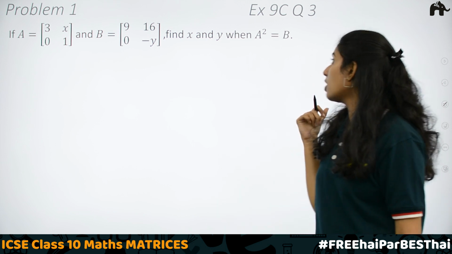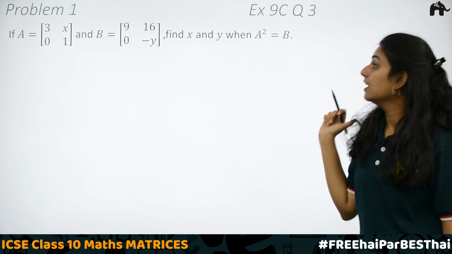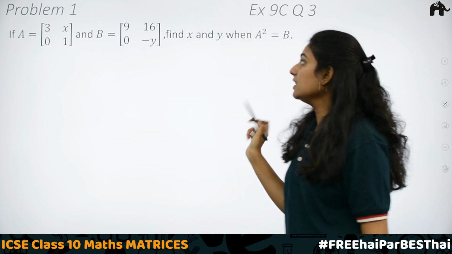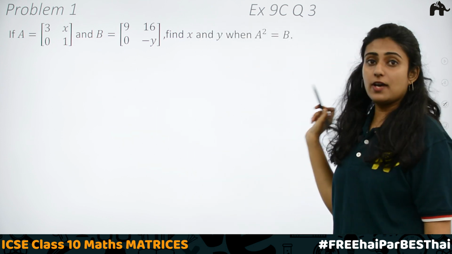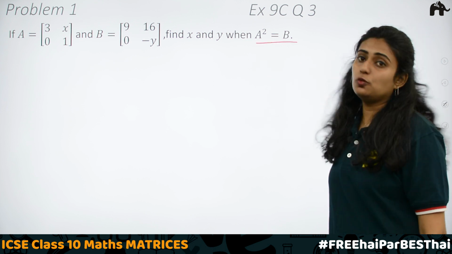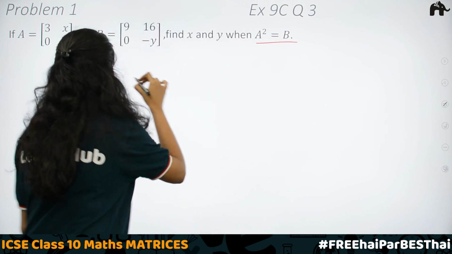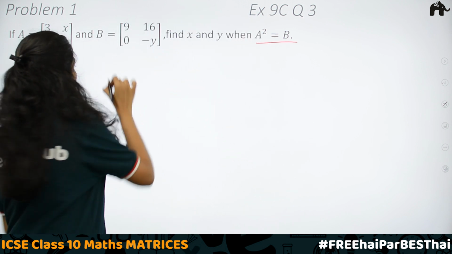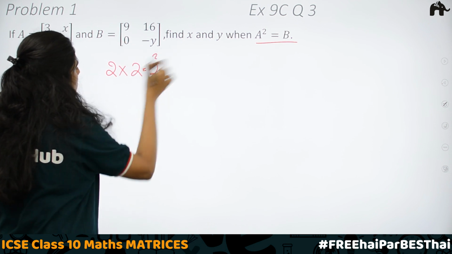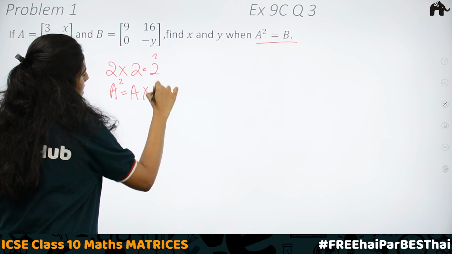Here is the first problem. Problem 1, question 3, exercise 9C. If A is equal to [3, x; 0, 1] and B is equal to [9, 16; 0, minus 5], find x and y when A square is equal to B. How to find A square? When you have a number, let us take 2, 2 into 2 is 2 square. Then what about A square? A square will be matrix A into matrix A.